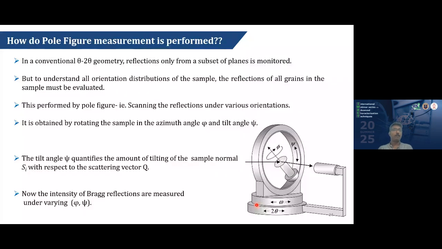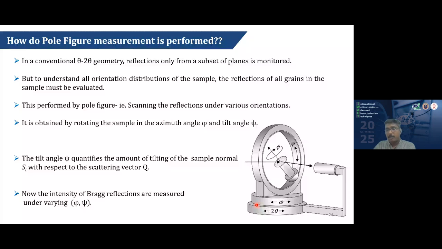So how are pole figure measurements performed? In the case of conventional theta to theta geometry, reflections only from a subset of planes are taken. That means, as we have discussed, only from theta to theta geometry. In the case of theta to theta geometry, only reflections from those planes which are parallel to the sample surface are taken.